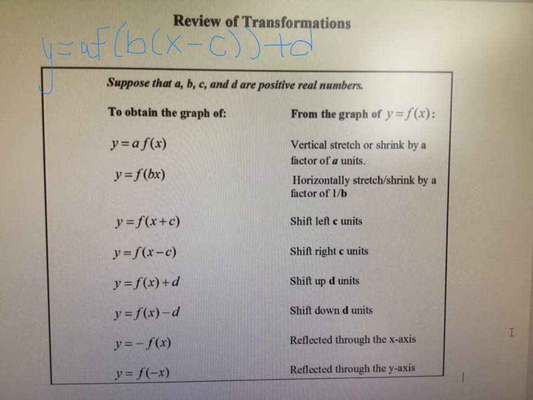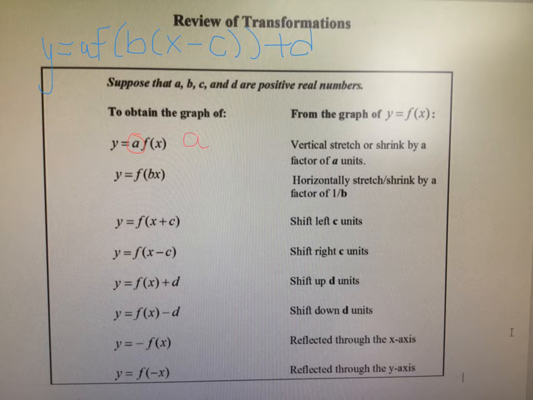The a thing out front is your vertical stretch or shrink. The b thing is your horizontal stretch or shrink. Your c value is your shift left to right, and your d value is your shift up and down. So now if we break that down and we go through this, a out front right here is your vertical stretch or shrink.